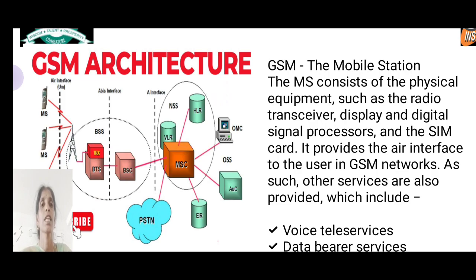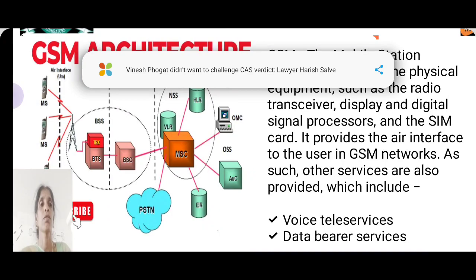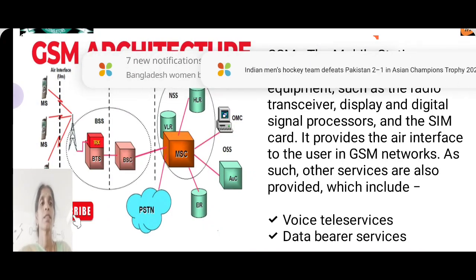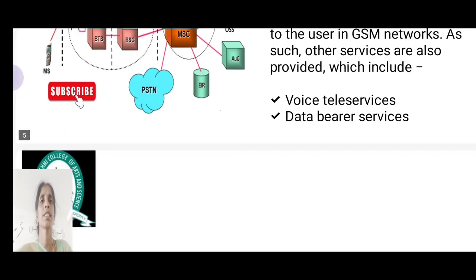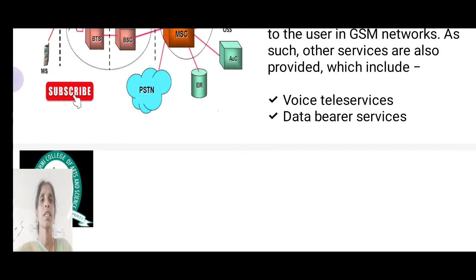Especially these entities help to know about the status of the receiver. That means whether the dialed number is correct, whether the receiver can receive, or what the status of the receiver is. Likewise, the registration information can be managed by the HLR and VLR entities, and other services are also provided, which include voice tele services and data bearer services. These are the additional services provided by the GSM architecture.